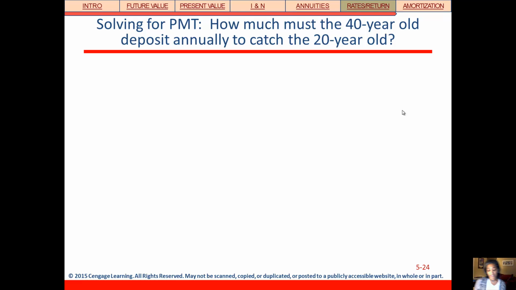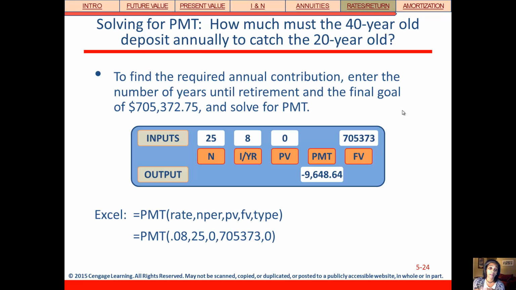So now, let's say that same person is wondering what would happen if she waited until she was 40, but she still wanted to have more than $700,000 when she turned 65. How much would she have to pay or deposit or invest each year? It was $1,825 if she starts when she's 20.